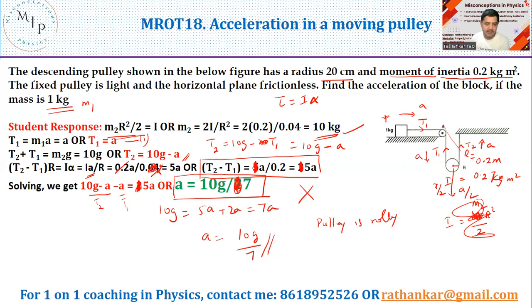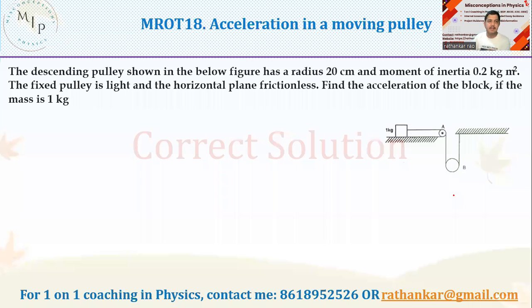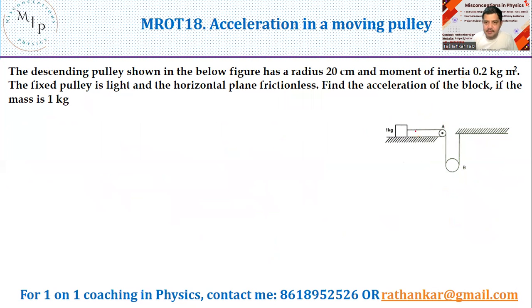Now, let me solve the correct way of doing it. Let us do the correct equation, the correct solution. Let us solve this once again. This is my T1. So I can write T1 is equal to 1 into A, which is A. First equation. Now the same T1 is acting here also, and this is my T2, and this is moving with acceleration A.